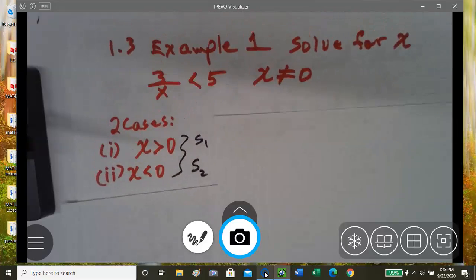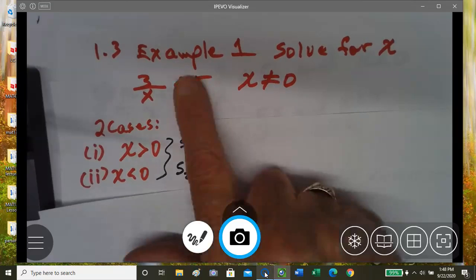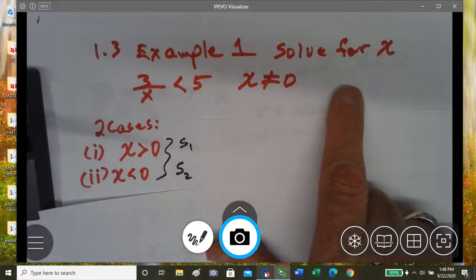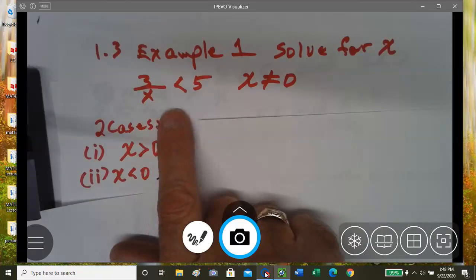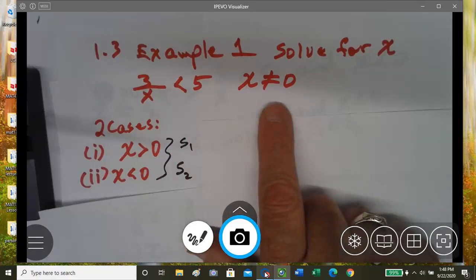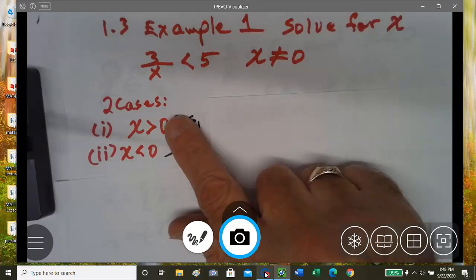This is a continuation of lesson 1.3, example 1. We want to solve for x, where 3 over x is less than 5, and x cannot be equal to 0 because it would give us undefined. So we don't know what x is. It could be positive or negative, so we separate x into 2 cases.